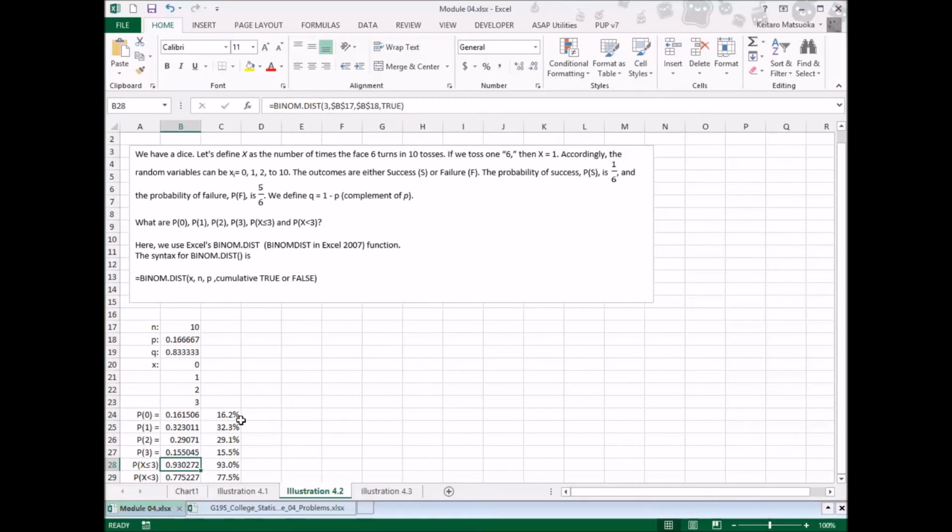So what about this case where x is less than or equal to 3? Well, in this case, x is still 3. P is 0.16667 still. And then it says true here. It is true because we're looking at the cases where x is less than or equal to 3. That means x could be either 0, 1, 2, or 3. So we're looking at all these cases together. So that's cumulative. That's why it's true here.